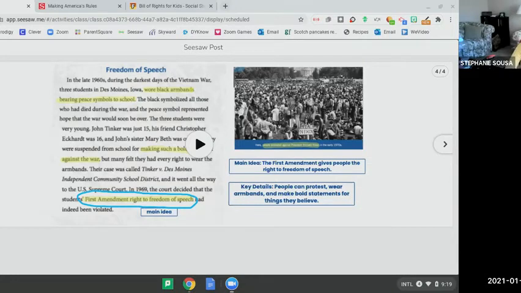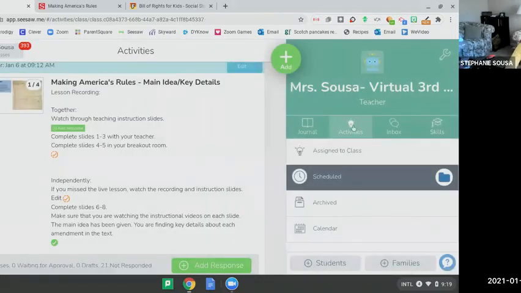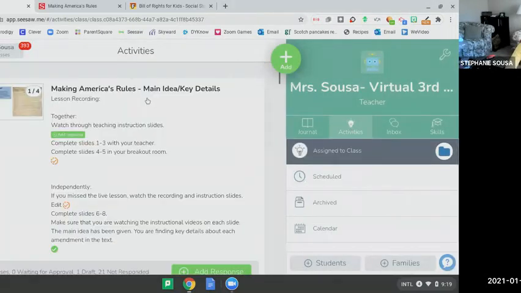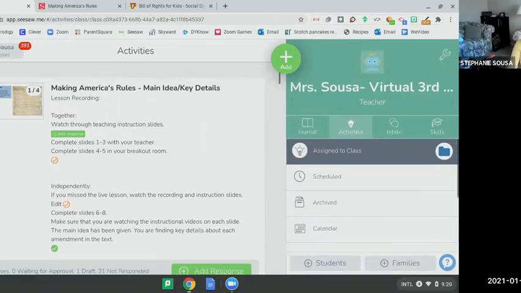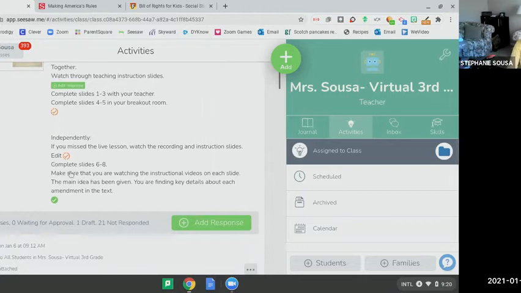Okay, awesome. So you today are getting ready to go into a breakout room and you're going to work on identifying the main idea of one of the parts of the Constitution or the Bill of Rights. So go ahead, if you would, right now and go to your activities in Seesaw, and you're going to see an activity pop up that says Making America's Rules, Main Idea and Key Details. We've done the together portion already. You're getting ready to work on part of the independent portion together with the breakout room.